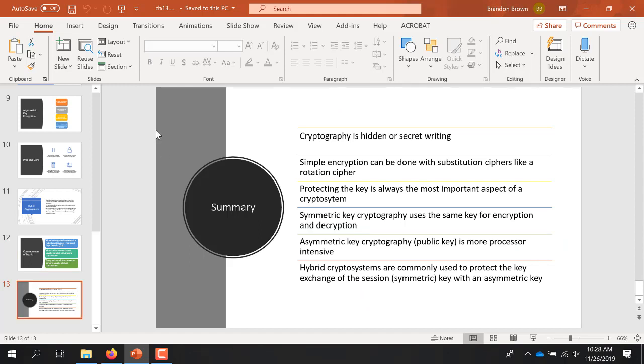So, in summary, cryptography is the mechanism of hiding information securely. Simple encryption can be done with substitution ciphers, like a rotation cipher, like a Caesar cipher. Protecting the key is always the most important aspect of a crypto system, especially a symmetric crypto system. Symmetric key cryptography uses the same key for encryption and decryption. Asymmetric has separate keys, public key versus private key. And hybrid crypto systems such as IPsec are commonly used to protect the key exchange of the session symmetric key, all right, with an asymmetric key.